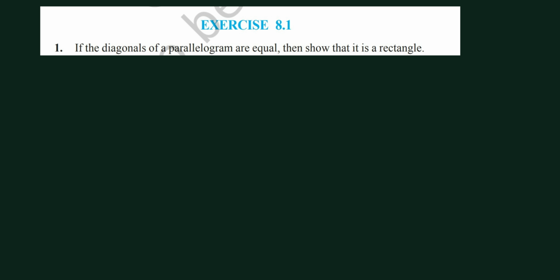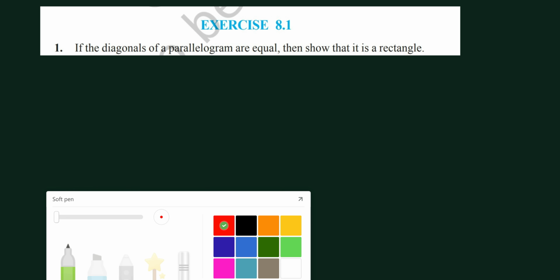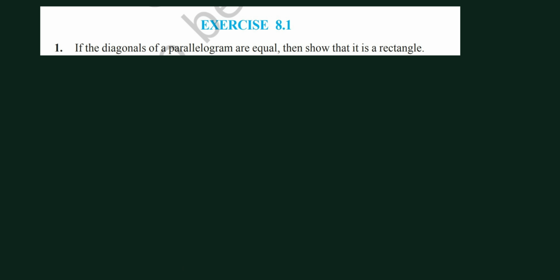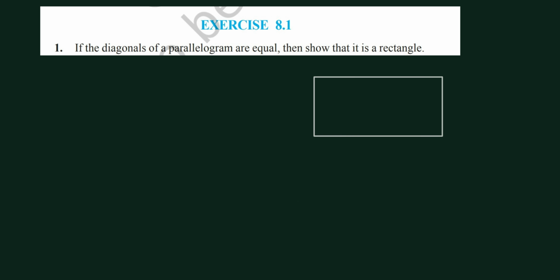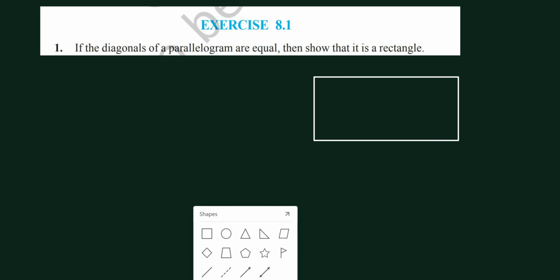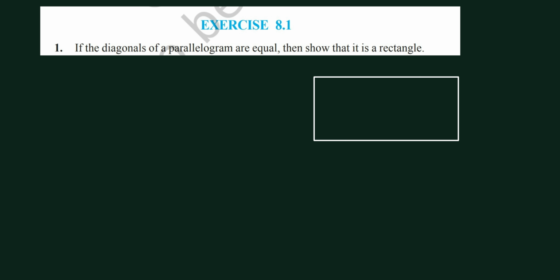Then you have to prove that angle A equal to angle B equal to angle C equal to angle D equal to 90 degrees. Here ABCD is a parallelogram, and we need to prove it is a rectangle. First of all, draw the parallelogram ABCD. In a parallelogram, you already know that opposite sides are equal, and you draw the diagonals also.